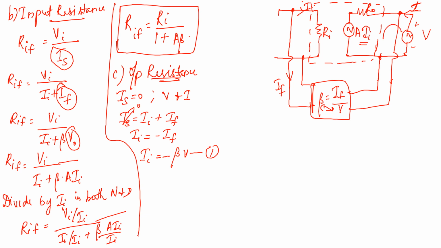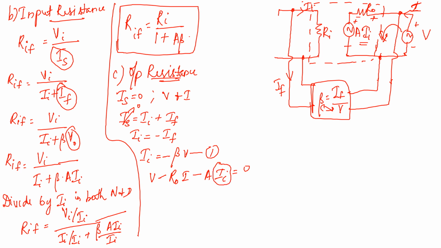Now if I apply KVL across the output loop, what will you get? Here you have plus to minus, so you have the voltage V, then the resistance R0 with current I, plus to minus. So what will be your drop here? Minus R0 into I, then here it is plus to minus, so minus A into Ii is equal to 0. So V minus R0 into I minus A into Ii is equal to 0.